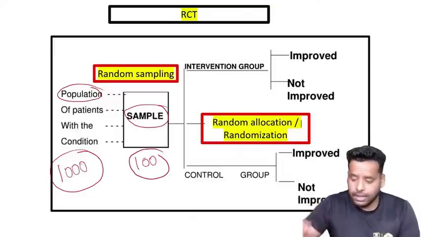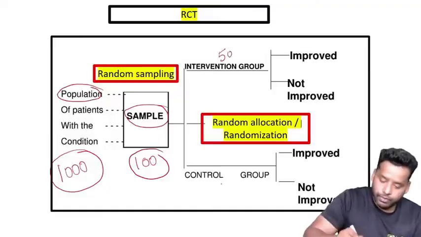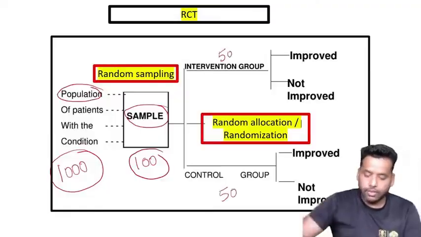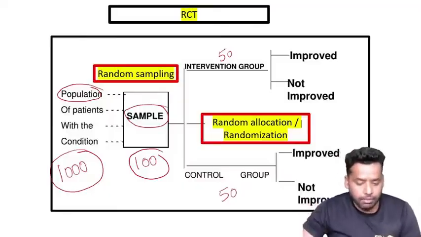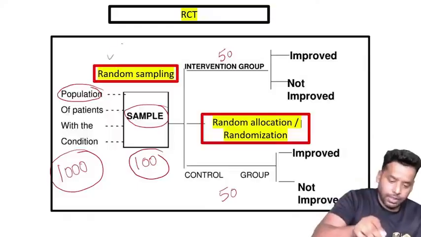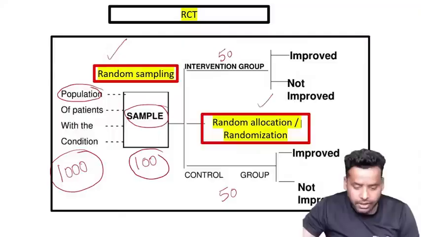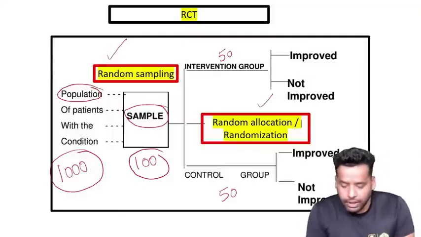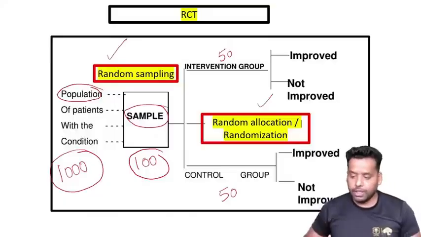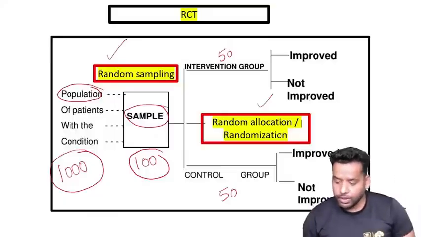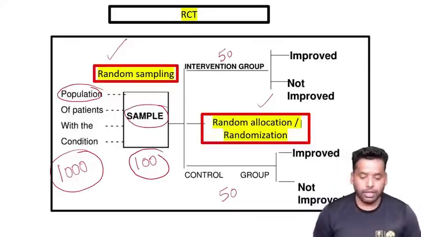After selecting 100 in the group, we divide them into two: 50 will get the new drug, 50 will get placebo. This is random allocation, not random sampling. The second step is random allocation, also called randomization. What is the second step called? Answer my next question. Type it in the chat box. What is the second step called? Random allocation or randomization.